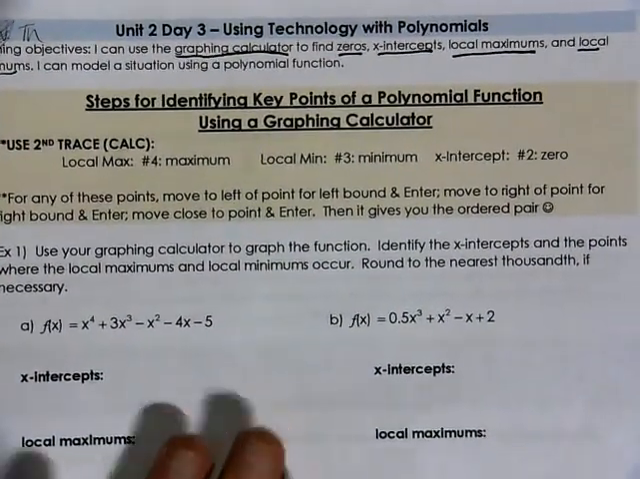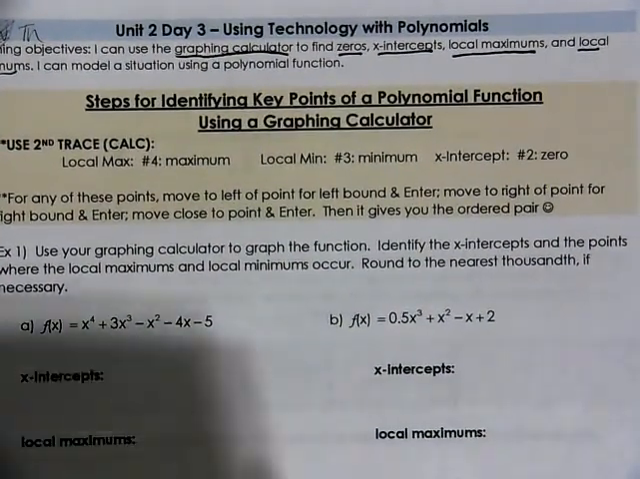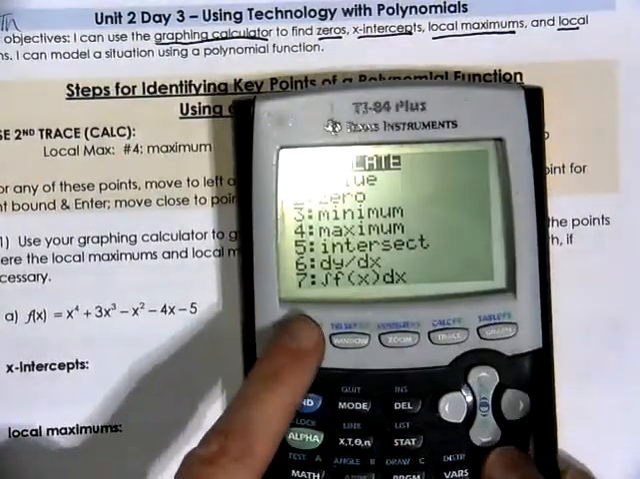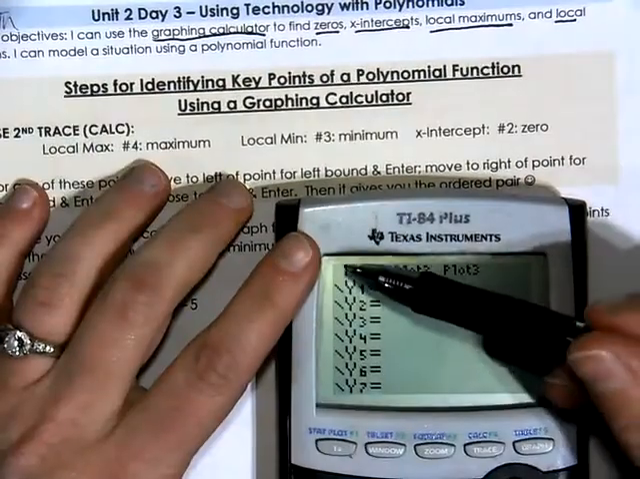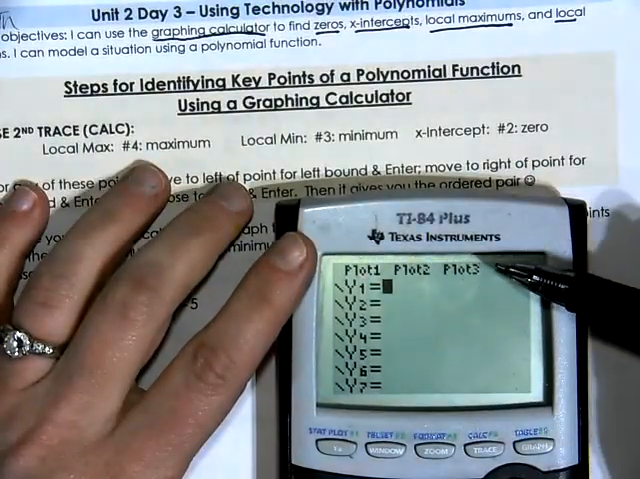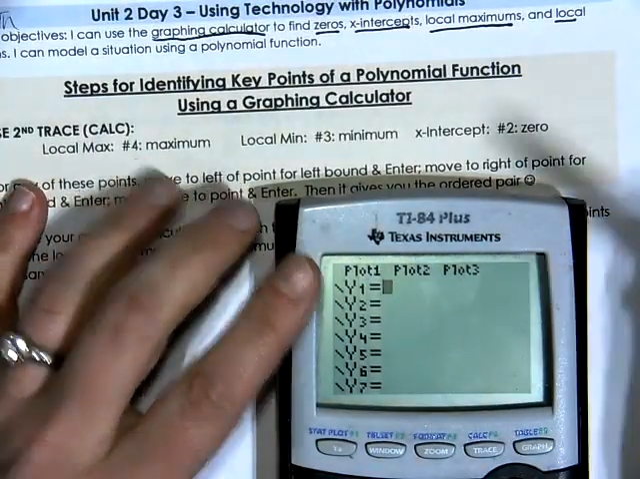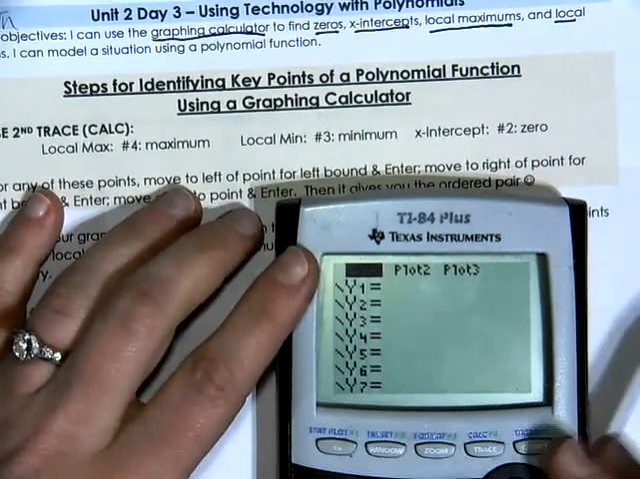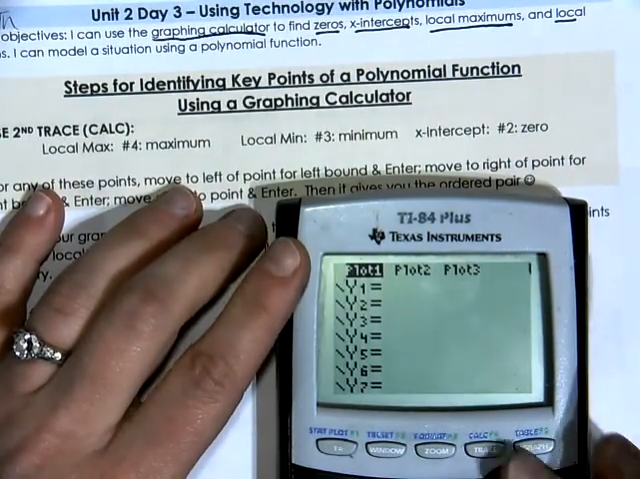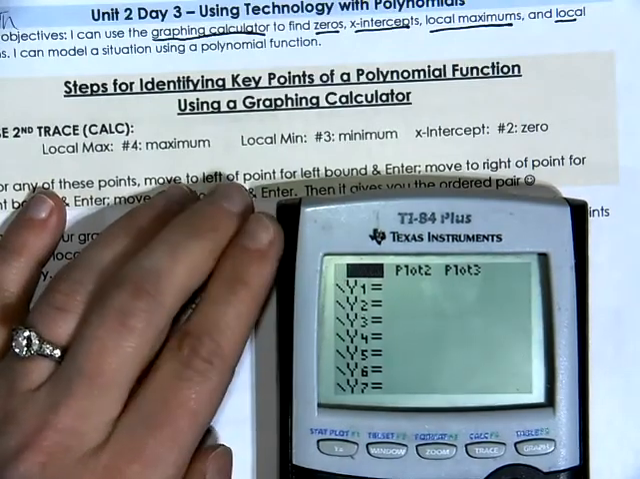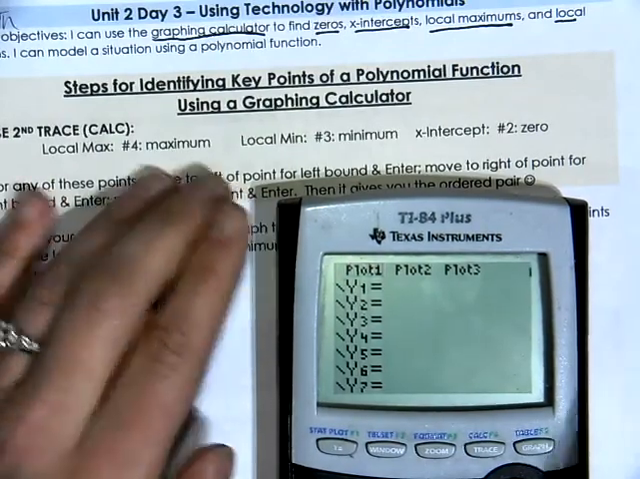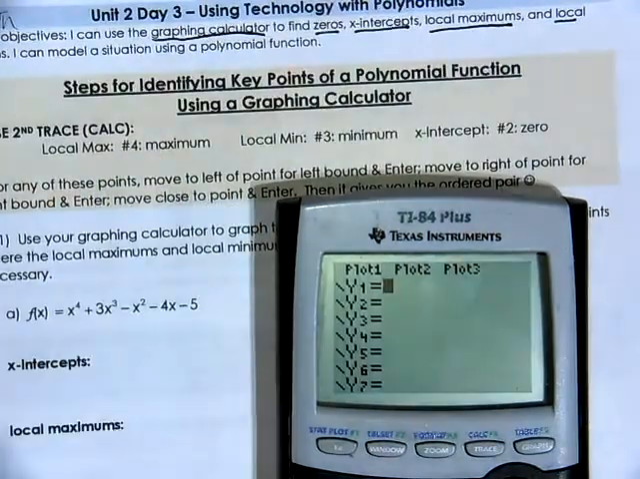Before you get started with any of the problems that we are going to be working with, always make sure that your plots, if you press Y equals, make sure your plots are off. You don't want to have any of these highlighted. If they are highlighted, all you need to do is press the up arrow. If it's blinking, press enter and it'll turn off because you don't want your plots to be on, not quite yet.